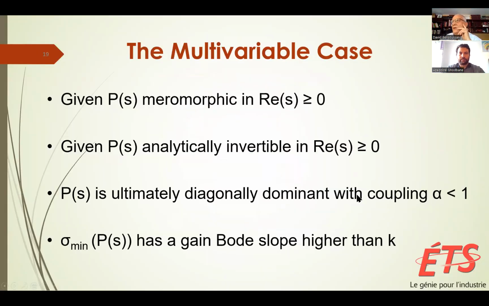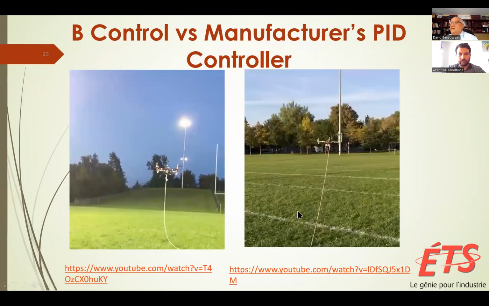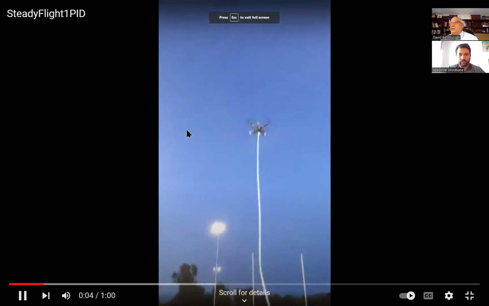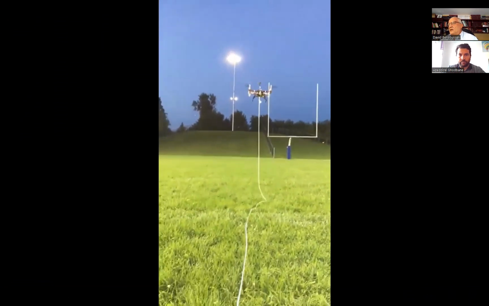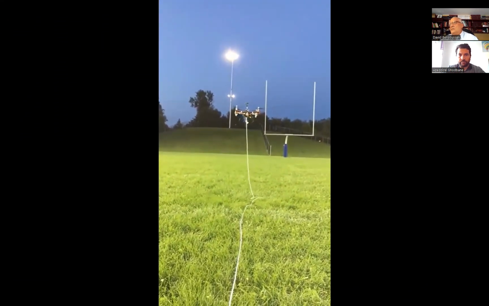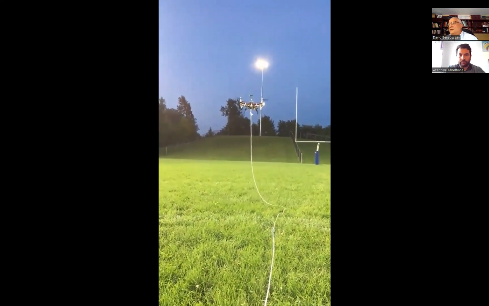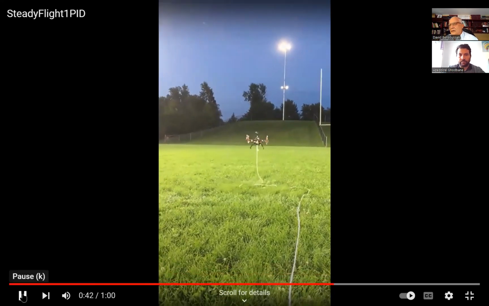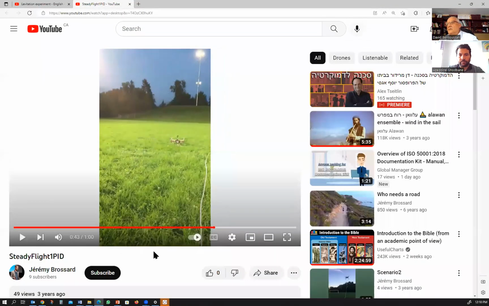We continue. There's an extension of the multivariable case, and this has been applied to a quadcopter. What you can see here is the PID controller that the manufacturer proposes. The whole idea is to try to stay as close as possible to the vertical pole. So you can see it swings on the right and left. Okay, let's go now to the second one, to the solution we propose.